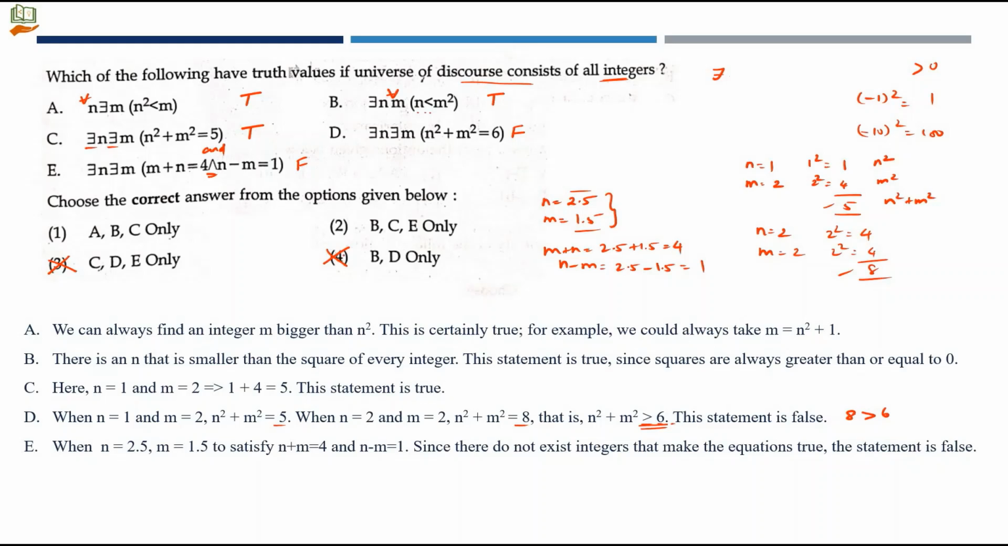We know D and E are definitely false. When you remove D and E from all the options, the only option left will be option number 1, which makes A true. The possibility is given in the statement, as we can always find an integer m bigger than n square.